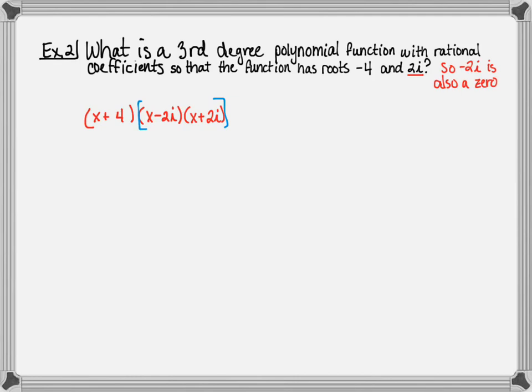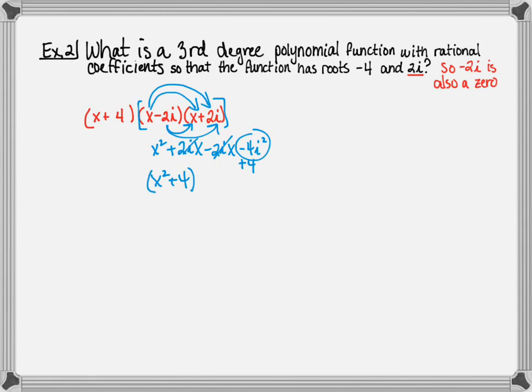I'm going to multiply the complex factors first. So x times x is x squared. x times 2i is 2ix. Negative 2i times x is negative 2ix. Negative 2i times negative 2i is negative 4i squared. The 2ix's cancel out. We've got x squared and the negative 4i squared. Remember, i squared is negative 1, so that becomes positive 4. We've got x squared plus 4.